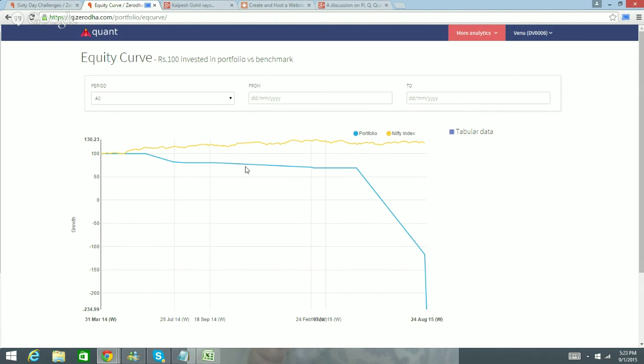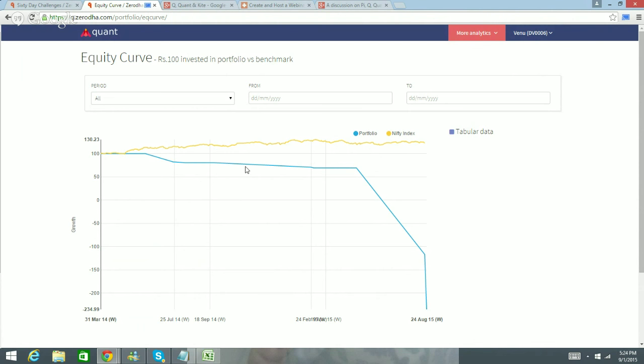But if you look at every mutual fund out there, how they benchmark themselves, they all benchmark against the Nifty index. They all say in a period where Nifty moved 30%, my mutual fund did 50%, so I beat the index by 20%. So this equity curve will basically give Venu, or everyone else who holds a portfolio, that comparison.